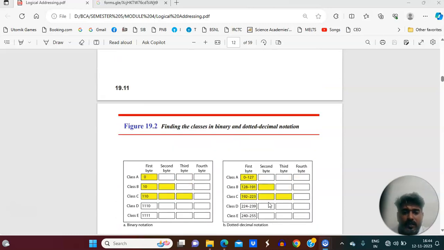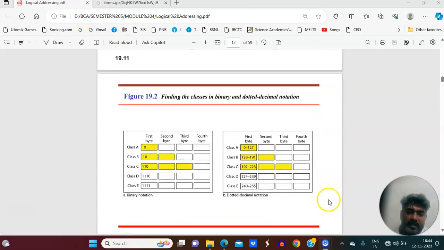Another thing to note in classful addressing is that in class A addressing, the first byte refers to the network ID of the address and the remaining 3 bytes are host IDs, which means, in other words, class A can have a maximum of 128 networks, from 0 to 127, and each of these networks will have 2 raised to 24 participating systems in it.